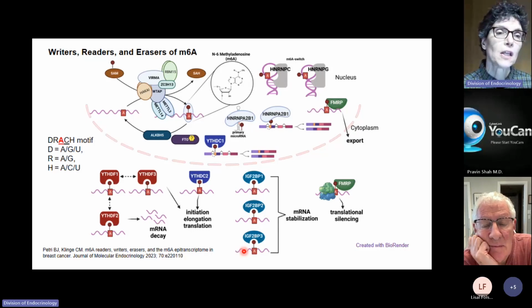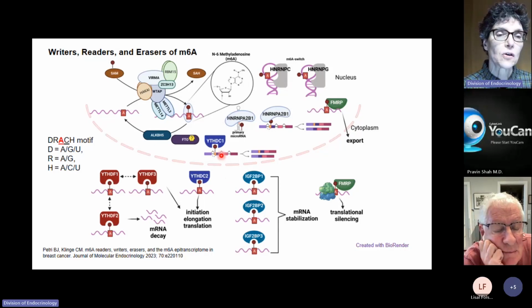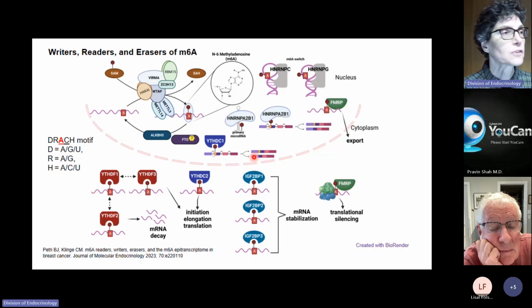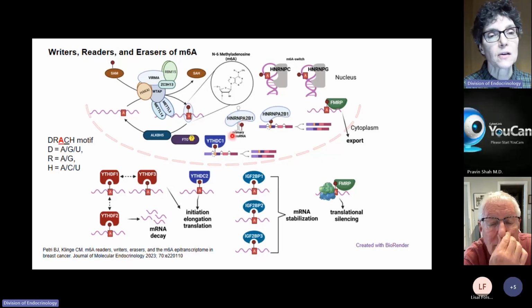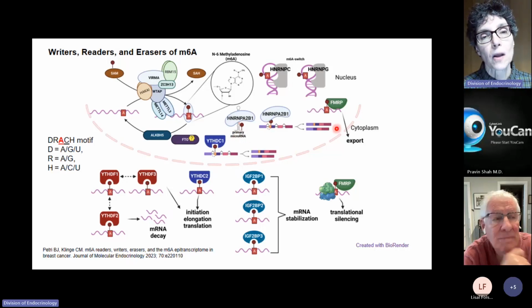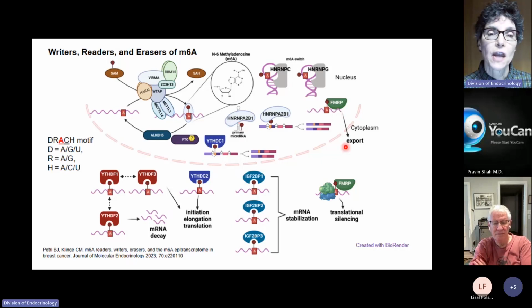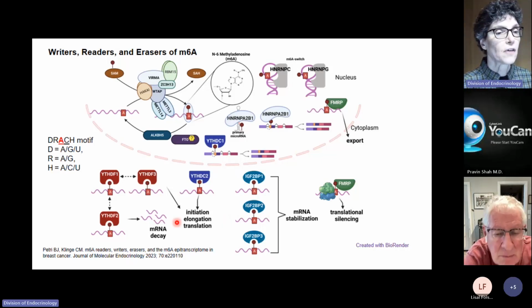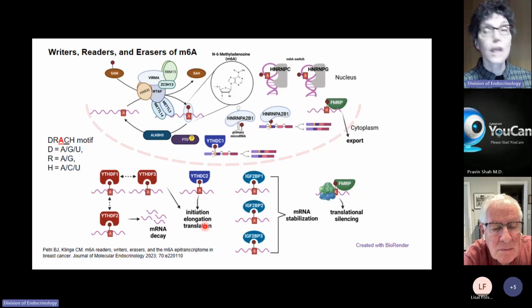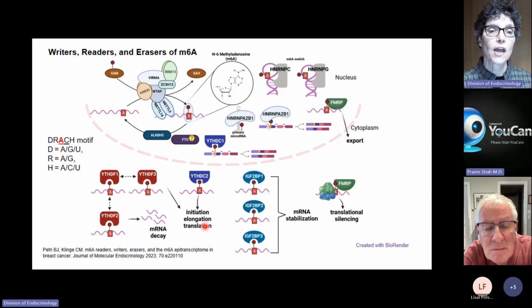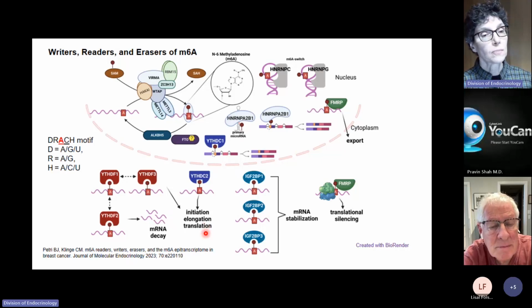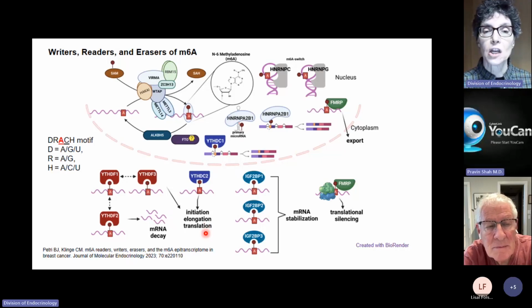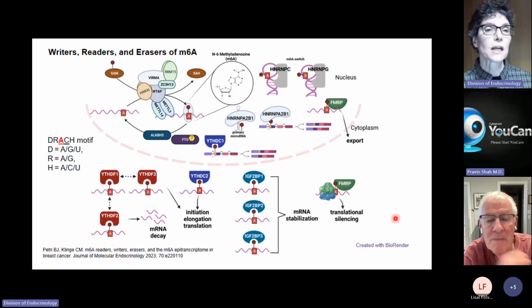And depending on the interaction and reader, m6A marks are involved in alternative splicing events, as I said, increasing the processing of primary to precursor microRNAs, and export from the nucleus. And again, depending on the reader, we can have an increase in mRNA decay or stabilization of that transcript and more translation into protein, or protein silencing.